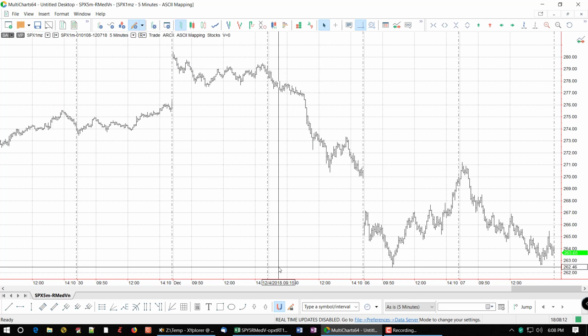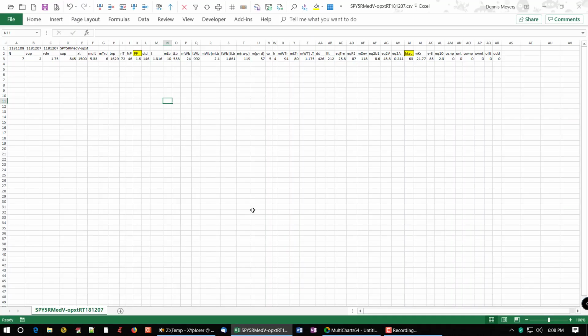All right, so now I'm going to go and find that file that I just generated. I've already loaded it into Excel and highlighted the profit factor and K-Tal. So for the set of inputs that we have, 7, 2, 1.75, 845, given our filter, we need the profit factor to be less than or equal to 4 and K-Tal less than or equal to 70. Both those conditions are satisfied. This tells us we can trade this set of inputs next week.